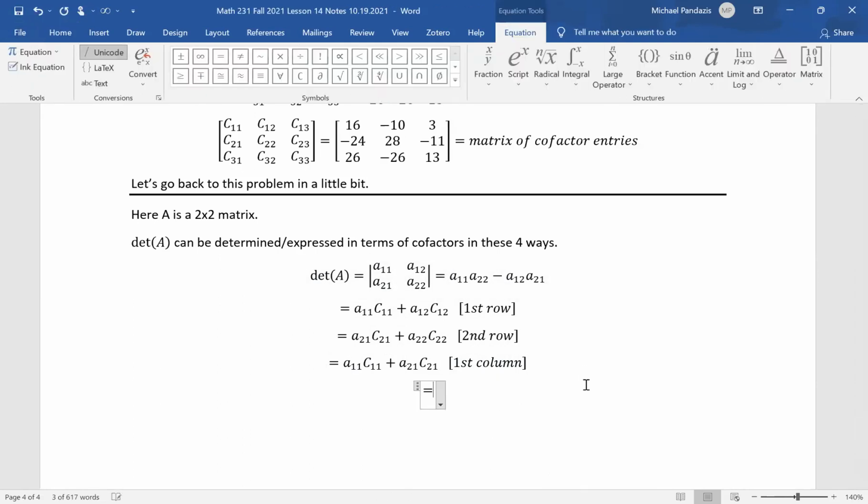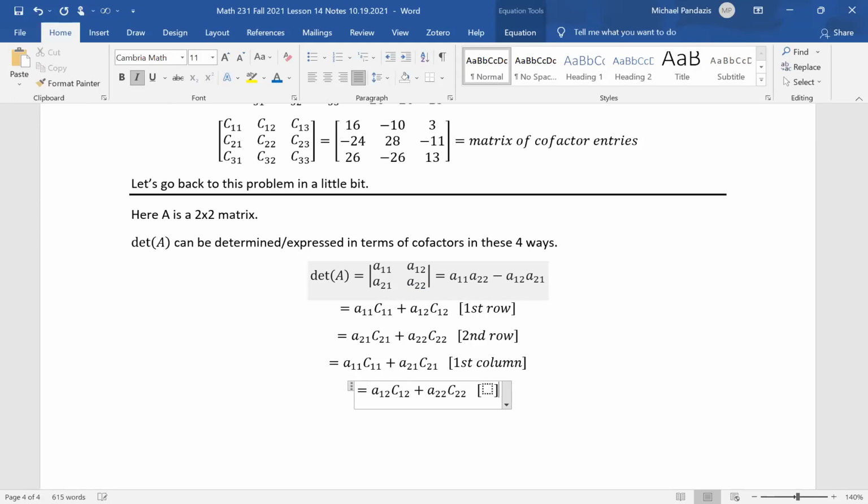And lastly, you can go into the second column. And so if you're in the second column, you take each entry in the second column, and multiply them by their corresponding cofactor and add the products. And then you still get the determinant that way.